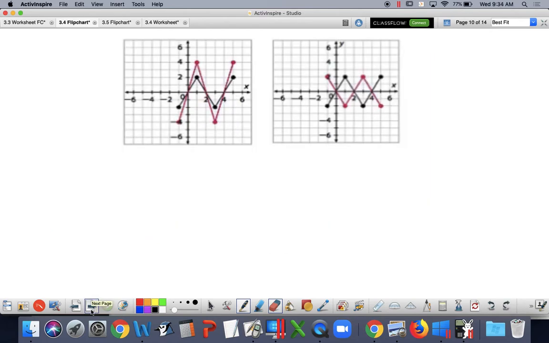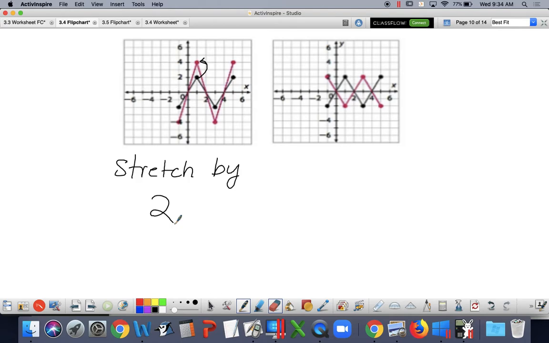All right, look at this one. I went from the black to the pink. This time, instead of compressing it down, I stretched it. And how many did I stretch it by? What was my factor? What did I multiply by? 2, correct. Right? The y value here is 2, and now the y value is 4. So I had to multiply by 2. Perfect.